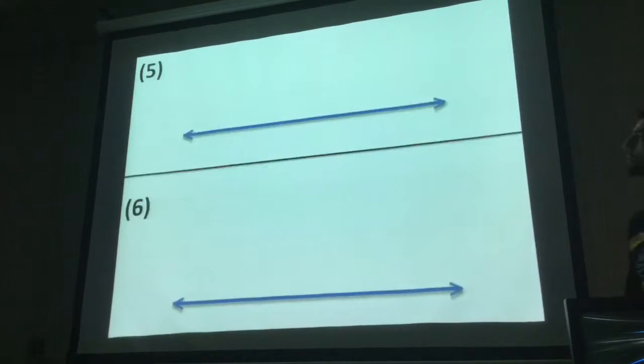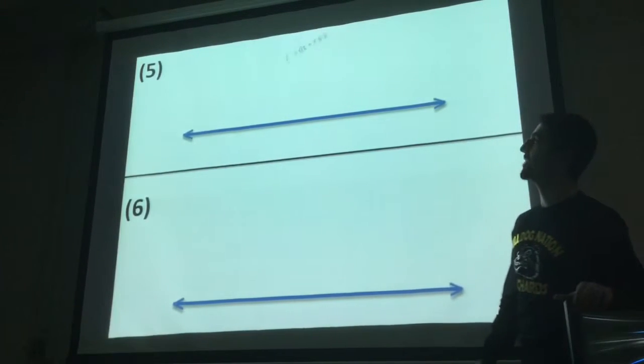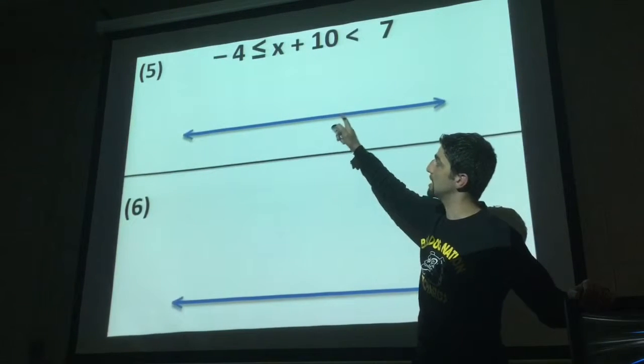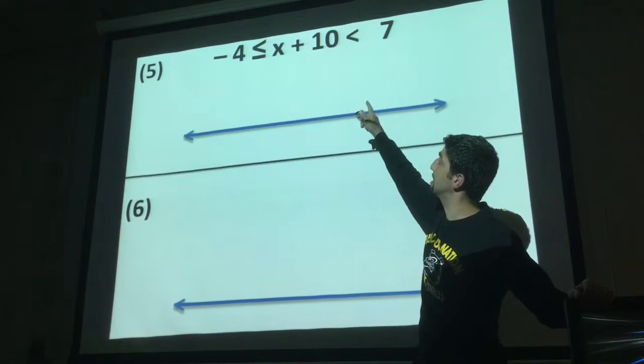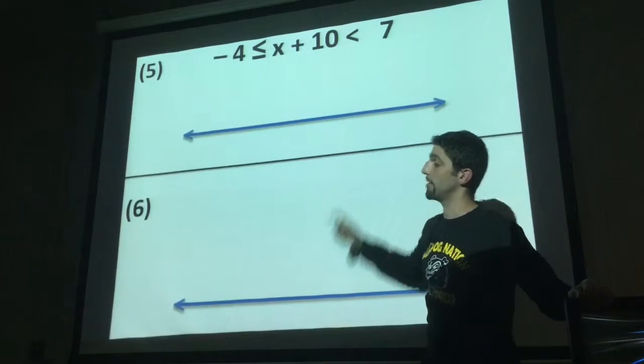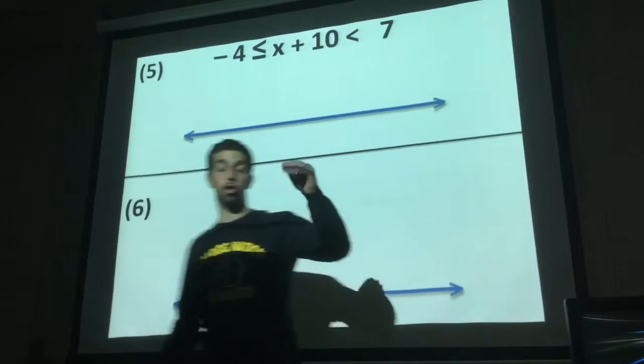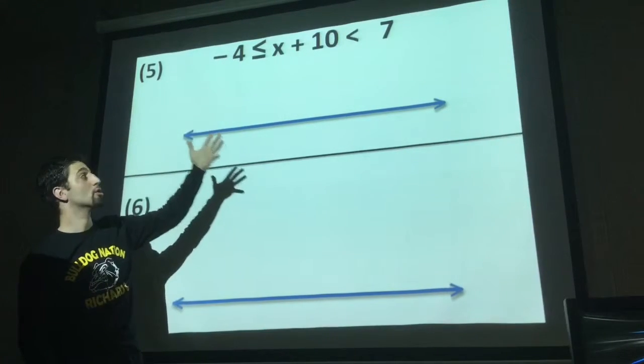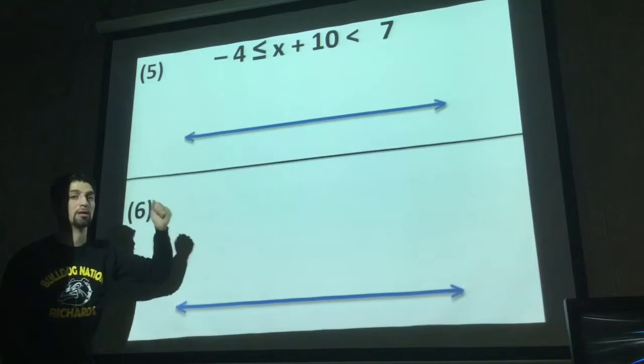All right, so number 5. Number 5, I want you guys to try this on your own. We have -4 is less than or equal to x plus 10, which is less than or equal to 7. If you need to, look at number 3, it's very similar to that one. Go ahead and look at it and try this one on your own. Go ahead and do that right now.